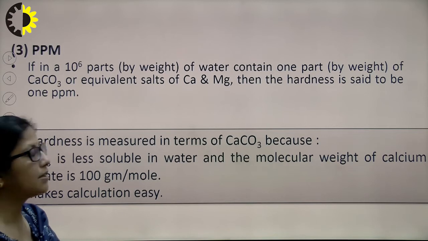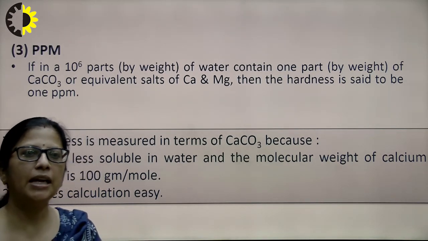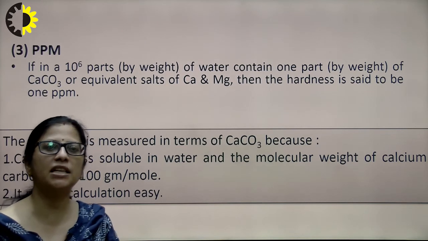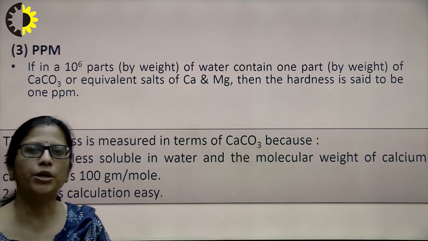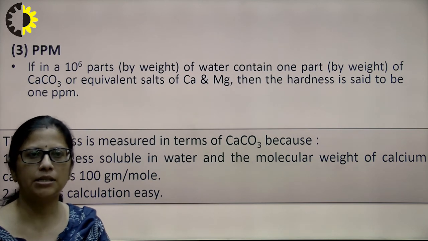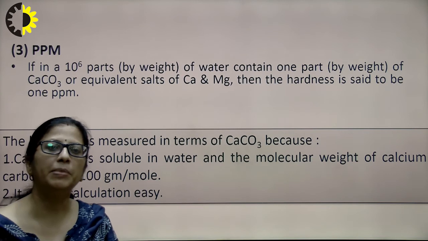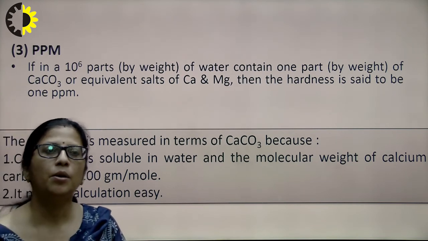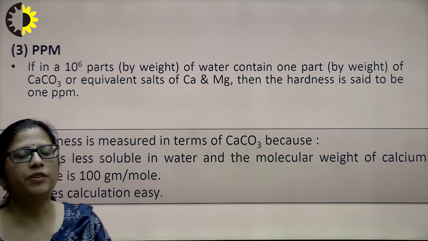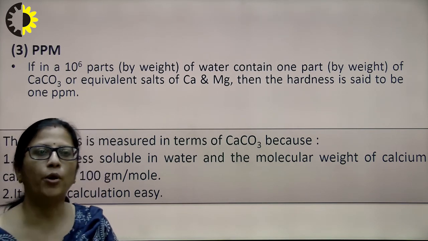Next unit is parts per million. Parts per million is, if 10 to the power 6 parts by weight of water contain 1 part by weight of calcium carbonate, then the hardness is said to be 1 ppm. That means 1 part by weight of calcium carbonate present in 10 to the power 6 parts by weight of water is parts per million.